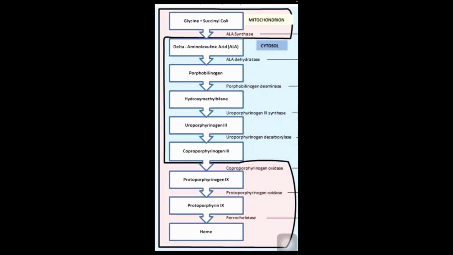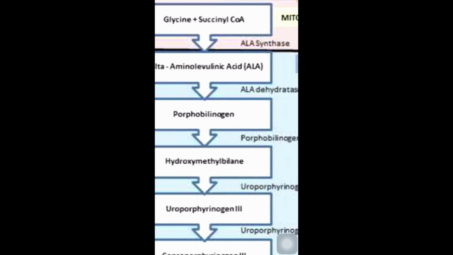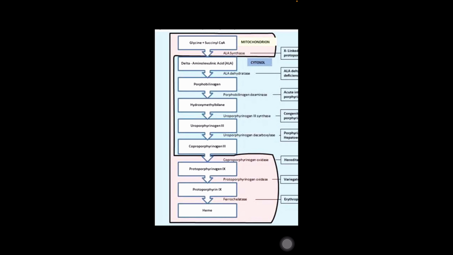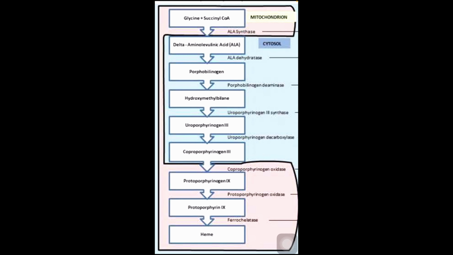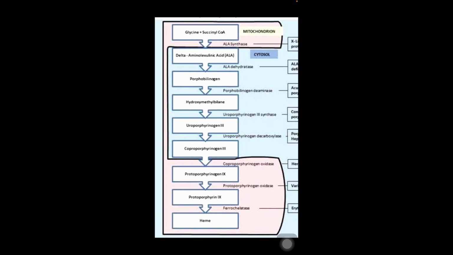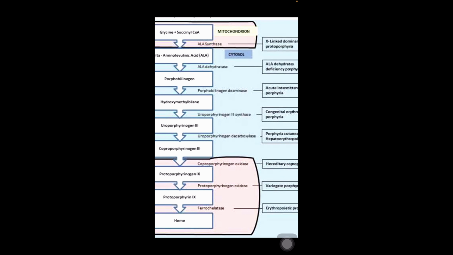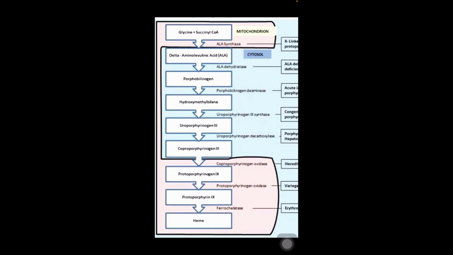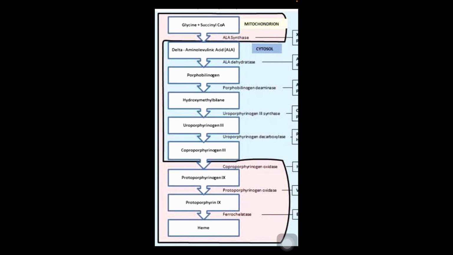Okay, it's the same thing here, the same thing in this diagram. The pink is the mitochondria and the blue is cytosol. Okay, so the pink at the top, what do we have? We have the ALA synthase. Okay, and the red here we have the protoporphyrinogen. I told you it's not a lot, it's about 4 enzymes there. Okay, coproporphyrinogen oxidase and protoporphyrinogen oxidase and ferrochelatase.